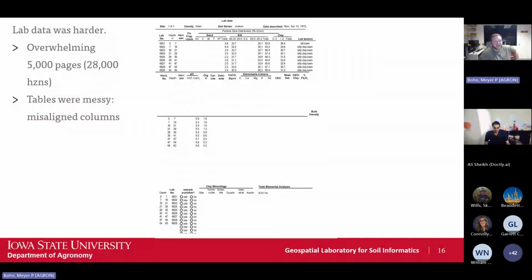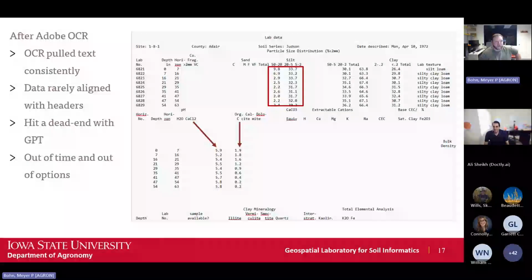Yeah, it was 5,000 pages and 28,000 horizons. And the tables are kind of messy. When you run the OCR on it, you can see right away that we're pulling text consistently, but the data columns aren't lined up. Like the silt fractions aren't in the correct location, or the clay fractions are shifted, or like pH, calcium chloride solution is shifted way over here, and organic carbon's here.